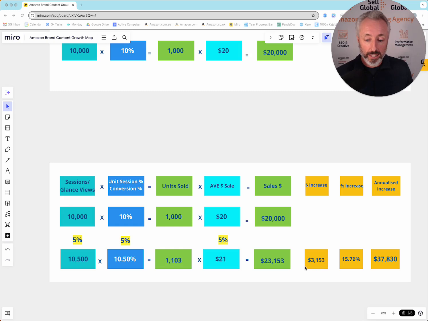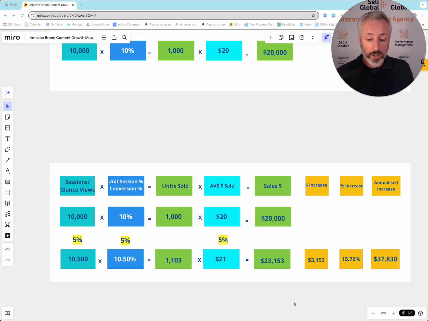So the maths here is when that compounds up, those 5% improvements equal a 15.76% improvement, and $3,000, even $37,000 for the year. And this is the way to think about growing your sales. What am I doing to improve? Get more traffic, improve the conversion, and get people buying more when they are there.